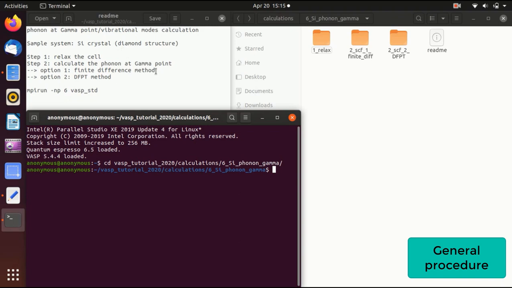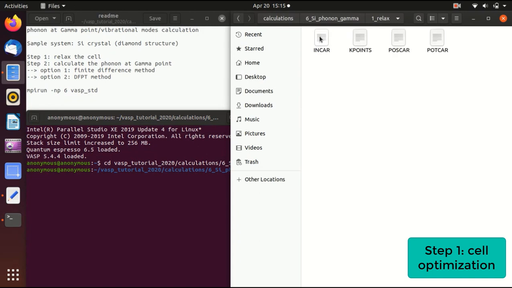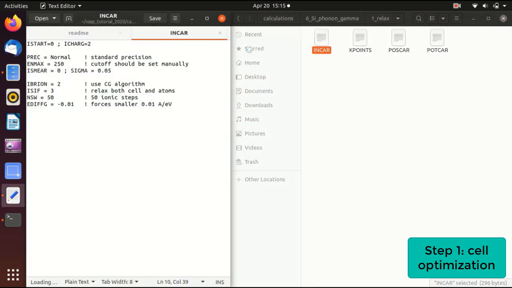Okay, so let's take a look at the input files. Firstly, we want to do the relaxation calculation. And as usual, we have four input files: INCAR, KPOINTS, POSCAR, and POTCAR. For the INCAR, ISTART equals 0 and ICHARG equals 2, which means that we don't start from the previous wave function nor charge distribution. And then the precision is Normal, and ENMAX is 250.